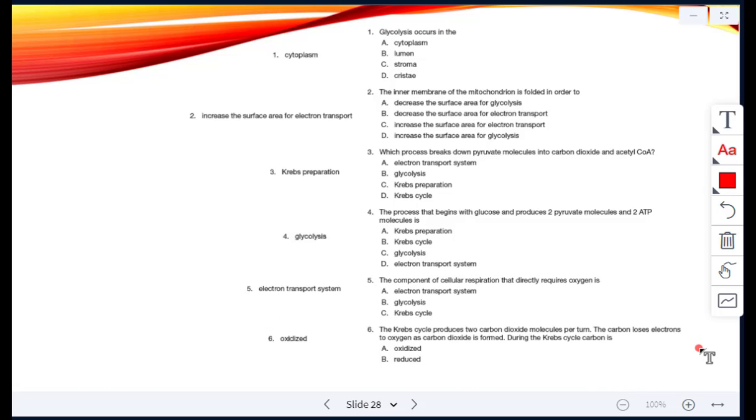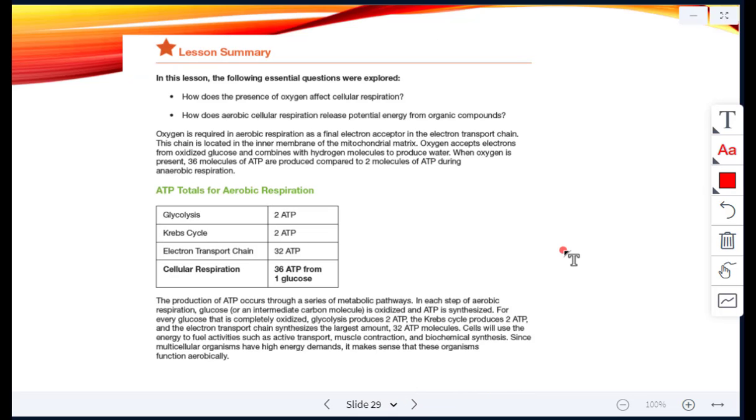So remember that acronym, LEO the lion says GER. Loss of electrons is oxidation. Gain of electrons is reduction. All right, so in summary then, the ATP totals for aerobic respiration: there were 2 ATP formed during glycolysis, 2 ATP were formed during the Krebs cycle, and then 32 ATPs were formed from the electron transport chain. So from one glucose molecule, we got 36 ATP during cellular respiration.